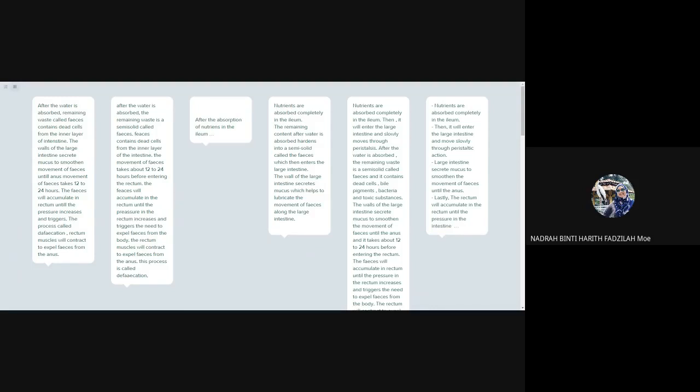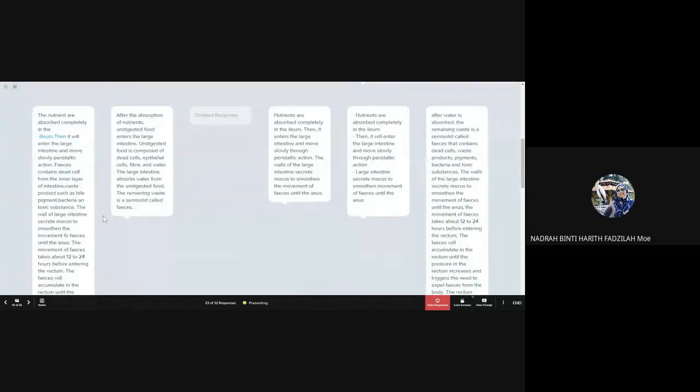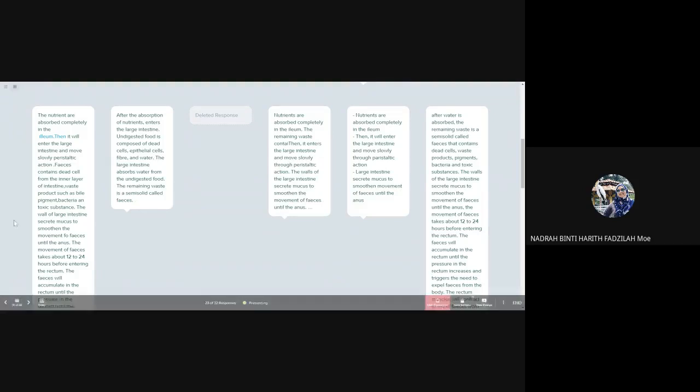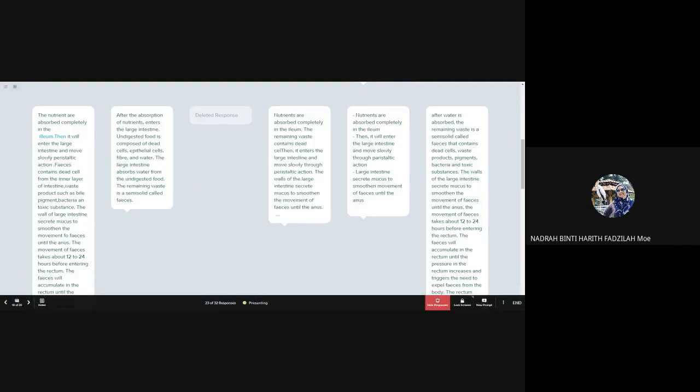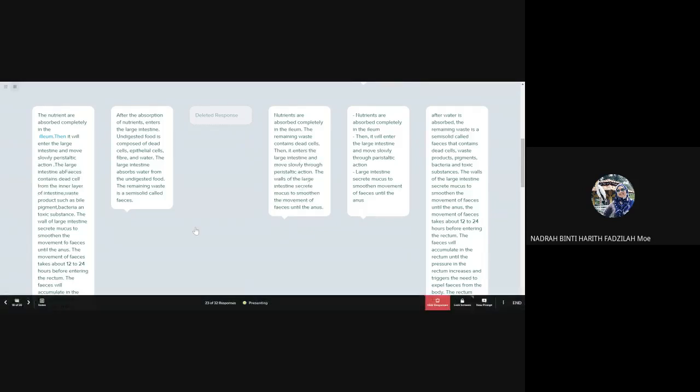And also, saya juga setuju when you say large intestine secretes mucus to lubricate the movement of the mixture. Pada masa yang sama, the large intestine absorbs water and mineral salts atau vitamins until semi-solid substance called feces are formed. Okay. So, untuk yang ni, I think this is very simple but effective.